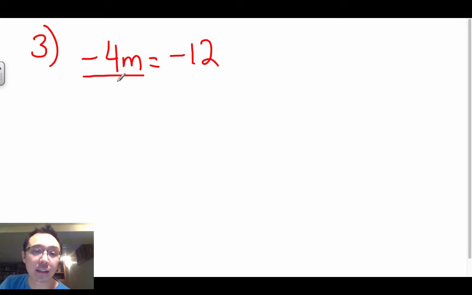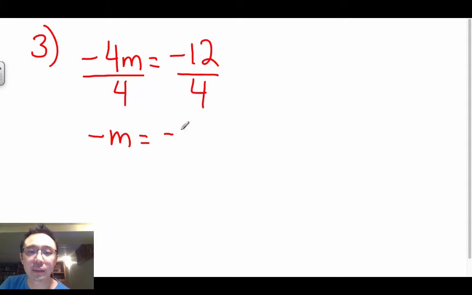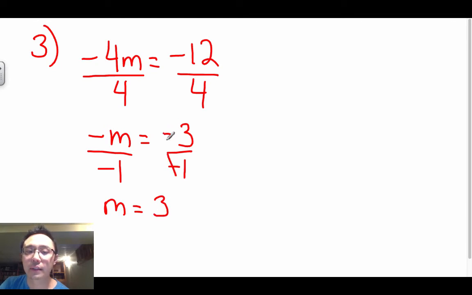I can divide this by 4. This will make it negative m is equal to negative 3, because this makes it 1 negative m. And our last objective is to make it positive. So in order to make it positive, negative divided by negative is a positive. So I'm going to divide this by negative 1, m is equal to 3, because negative and negative will cancel the negatives, and that's my final answer.